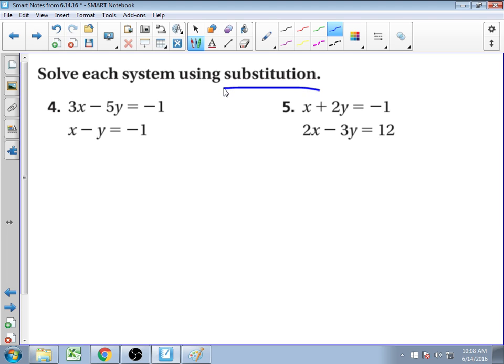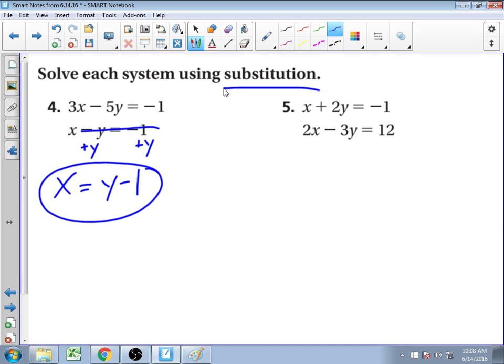So substitution. This bottom equation looks much easier to isolate a variable than this top equation. Quite honestly, I don't want to mess with that equation. So to isolate a variable here, I add y to both sides, and I find out that x is equal to y minus 1. Now that I know what x is, and since I used this equation, I can't use that equation again.